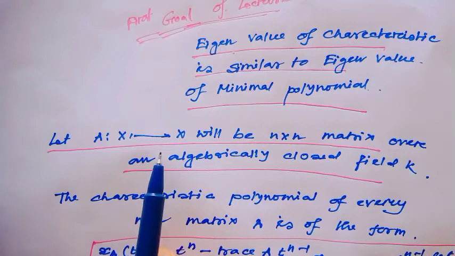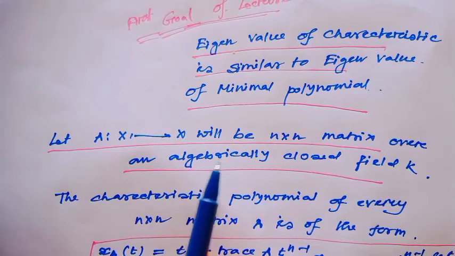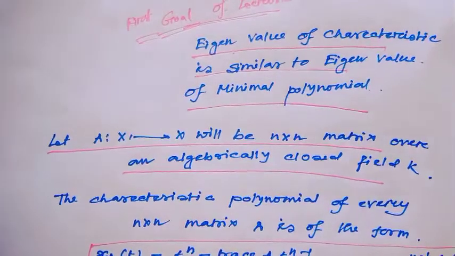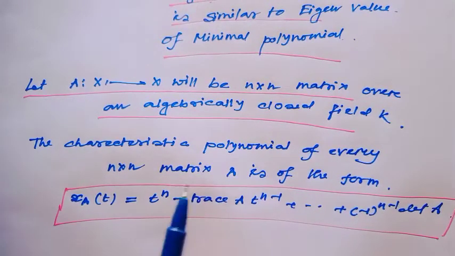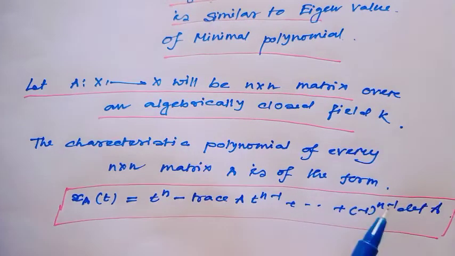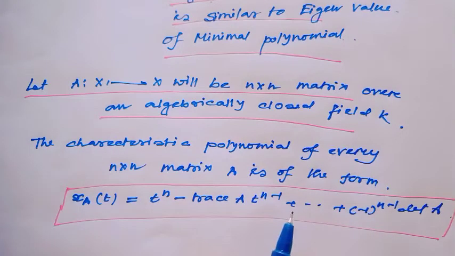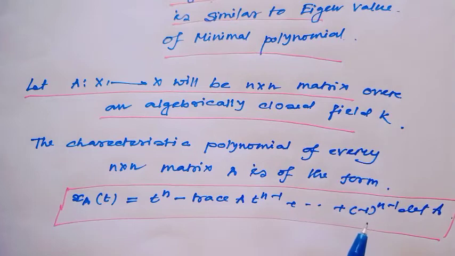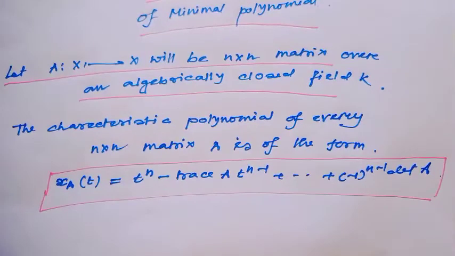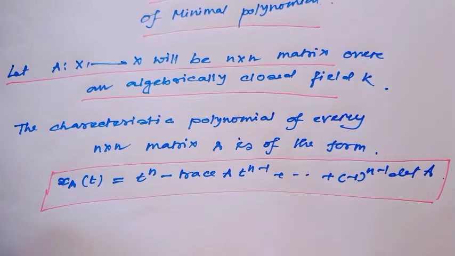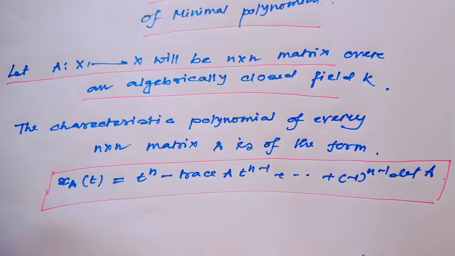Let A be a matrix, n cross n matrix, over an algebraically closed field K. Then all of us know the characteristic polynomial of every n cross n matrix A is of the form t to the power n minus trace of A times t to the power n minus 1, and this would continue, plus minus 1 to the power n times determinant of A. This is the characteristic polynomial of every n cross n matrix over an algebraically closed field K. We all of us know this.